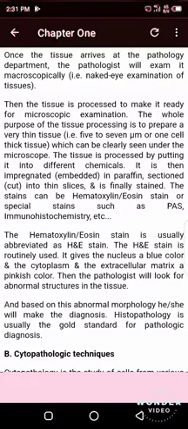Then the pathologist will look for abnormal structure in the tissue, and based on the abnormal morphology, she will make the diagnosis. Histopathology is usually the gold standard for pathologic diagnosis.